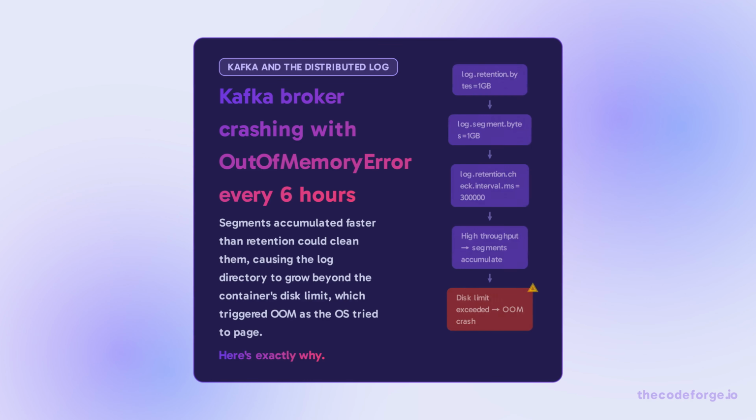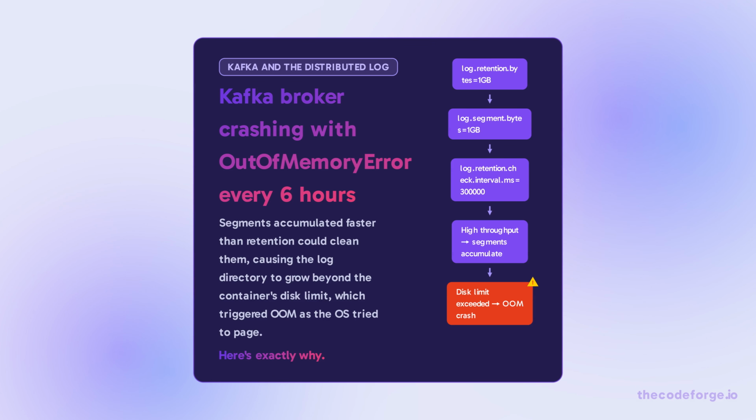A Kafka broker in Kubernetes kept crashing with out-of-memory error every 6 hours. The team assumed a memory leak, but the real culprit was a misconfigured retention policy. Segments accumulated faster than the cleanup interval could handle, filling the disk and triggering an OOM.